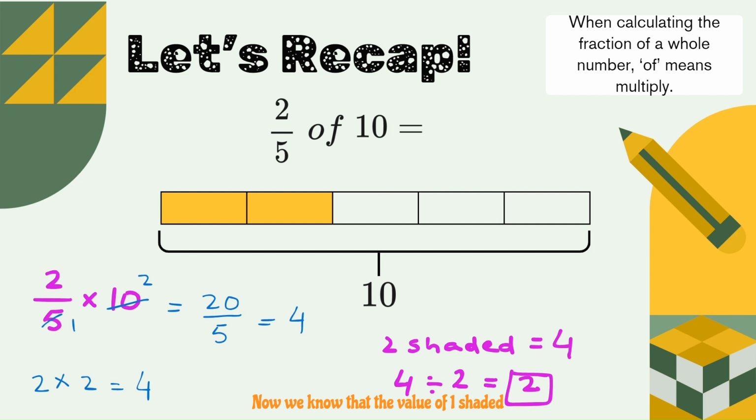Now we know that the value of one shaded part is equal to 2. And because we have divided our big rectangle into equal parts, both of the shaded parts will equal 2 because they're equal. Now if we sum the value of both of the shaded parts together, we get 2 plus 2 which is equal to 4. So 2/5 of 10 is equal to 4.